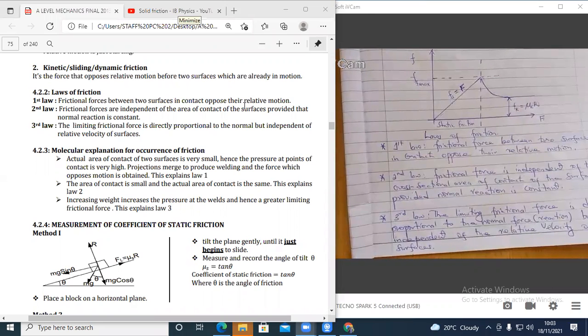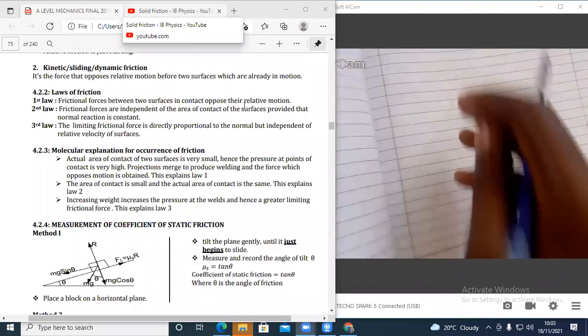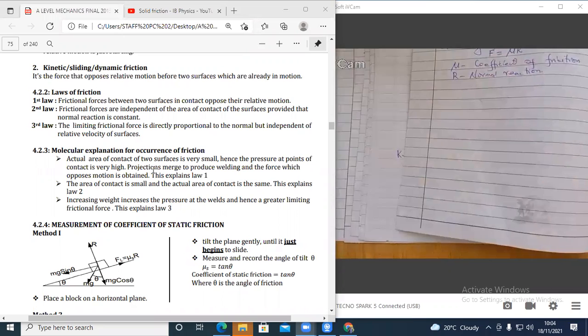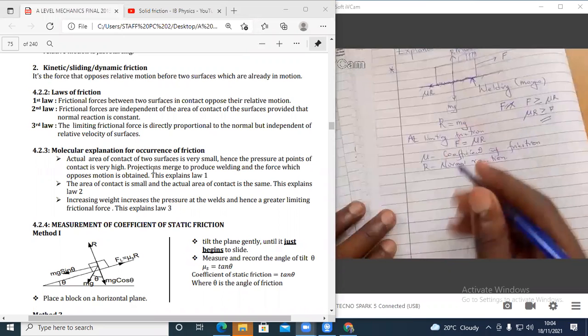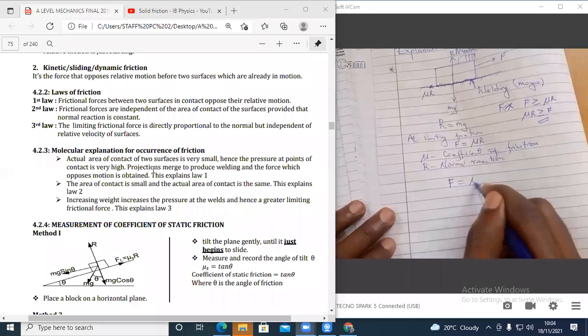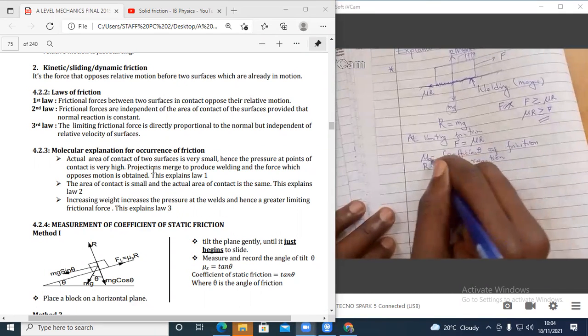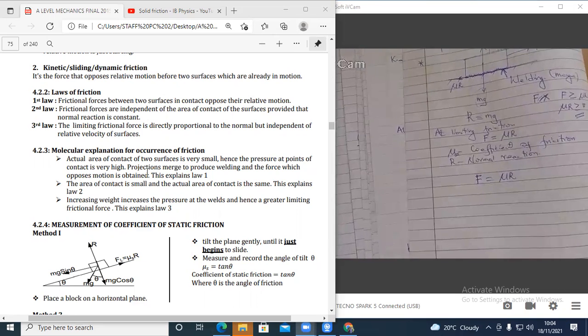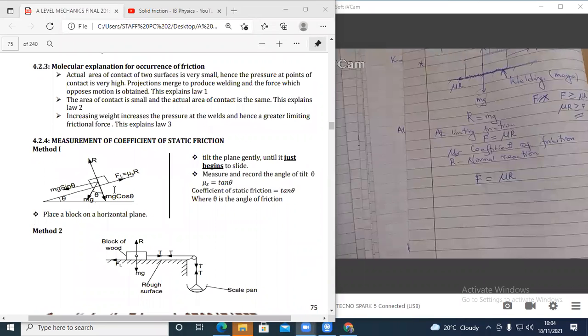Yes, teacher. Okay. So now we want to see how we determine the coefficient of friction. Because we said frictional force F is equal to mu R. So how do we determine this coefficient of friction, mu? So let's look at experiments.